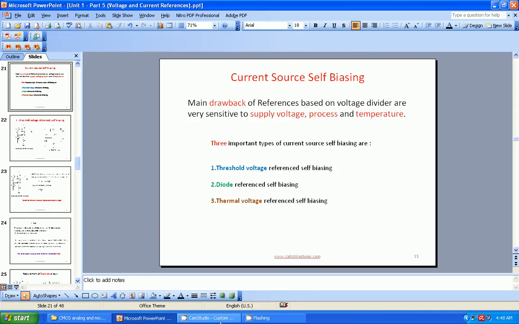Till now we have discussed the simple voltage divider circuits possible in CMOS, and we have discussed their advantages and disadvantages. All of them have disadvantages: all depend on the power supply, and all depend on process as well as temperature variations. In the next class we will see how to reduce those disadvantages, how to produce self biasing such that the reference doesn't depend on the power supply.